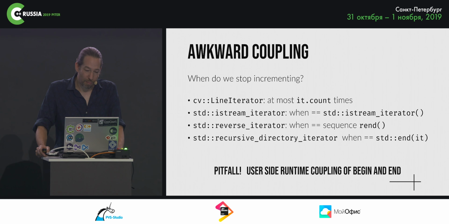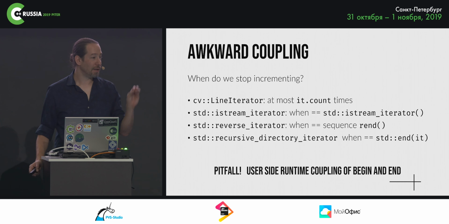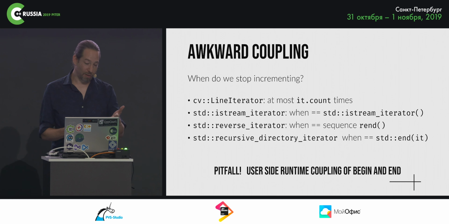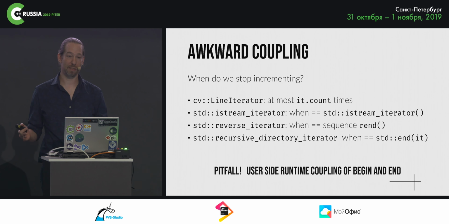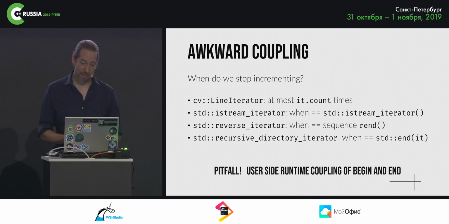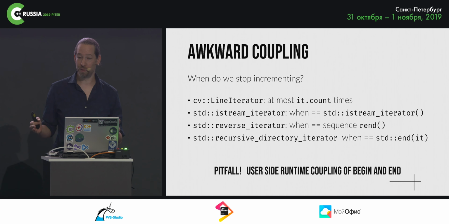So the awkward coupling problem is basically what happens when we ask, when do we stop incrementing our iterator? Because every iterator class must know how to answer this question. And if we look at only the 4 examples we've seen until now, cv::LineIterator we just saw has the it.count member, which tells us how many times we need to iterate. The std::istream_iterator class compares equal to some kind of global default constructed istream_iterator object.